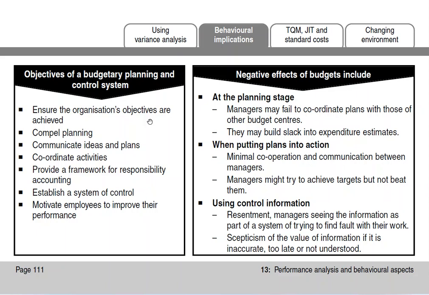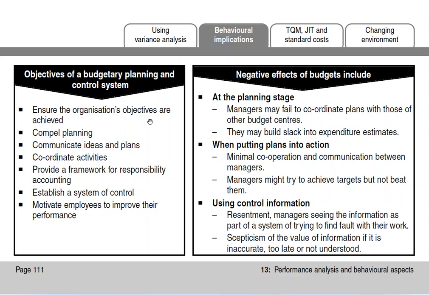When putting plans into action, minimal cooperation and communication between managers. One manager is looking to achieve his own performance. Another department manager is looking to achieve his own performance. They're not looking at the collective goals of the whole organization. Managers might try to achieve targets but not beat them. They would just do enough effort so that the targets can be achieved, even though according to the conditions it might be very easy to do better than the budget. Why would you not want to do better than the budget? Because you don't want next year's budget to be complicated.